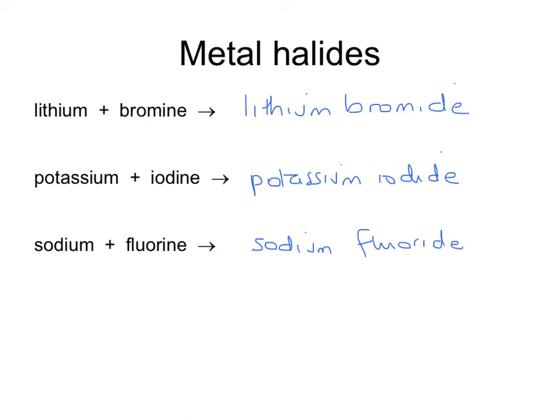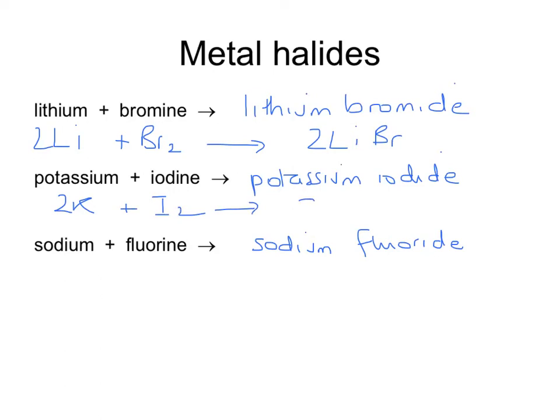In terms of symbols, lithium Li plus Br2 giving LiBr. So the formula would be LiBr. Lithium is losing 1 electron, remember, and bromine gaining 1, so it's a 1-to-1 relationship. So again, we'd balance that by having 2 lithium bromides to use up 2 bromines, and therefore we'd also need 2 lithiums. And similarly, 2K plus I2 giving 2KI, and 2Na plus F2 giving 2NaF.